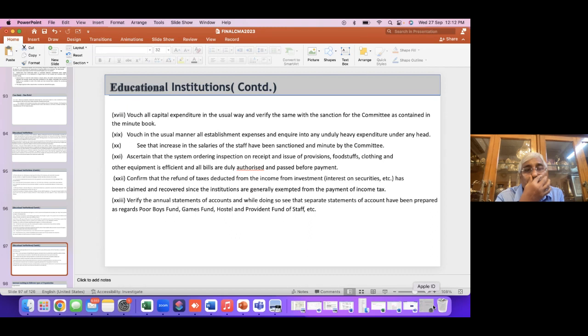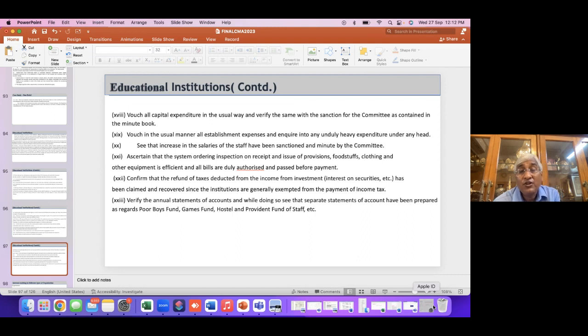Then again, the capital expenditure is to be vouched, because it's an educational institution, so maybe laboratory equipments, library books, almirahs, and also the whiteboards, tables, chairs, these things can be purchased, so that should be appropriately supported by the vouchers. See that the increase in the salaries of the staff has been sanctioned and minuted by the committee.